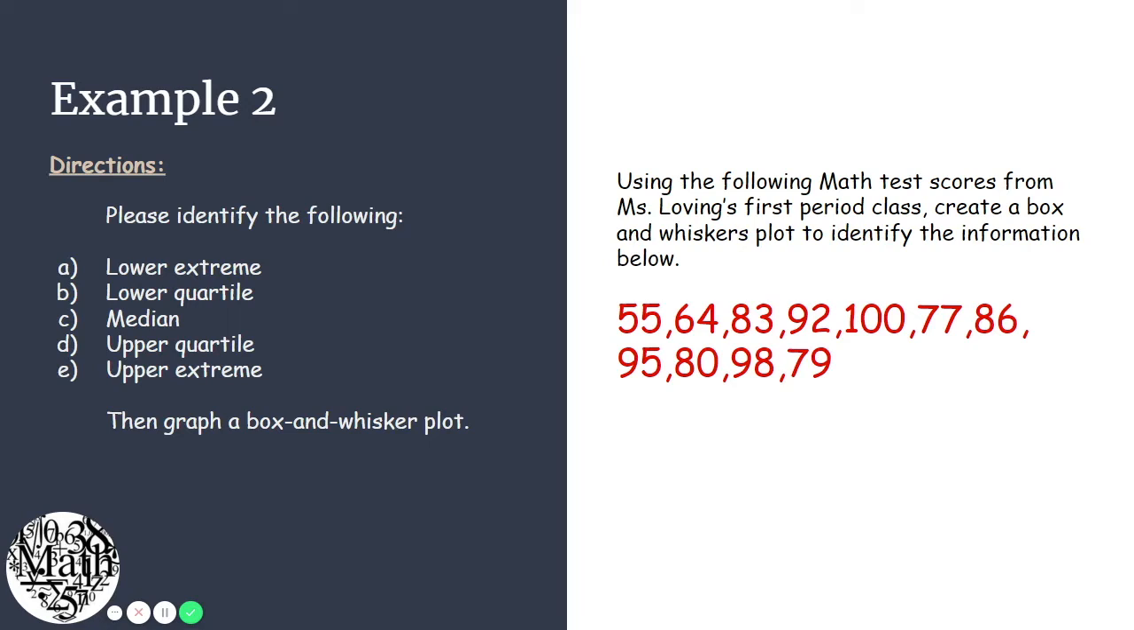Here's example number 2. The directions are the same. Using the following math test scores from Miss Loving's first period class, create a box and whiskers plot to identify the information below. So again, you're going to copy down the problem, find the 5-number summary, and then graph your box and whisker plot. When you are finished, please come back to the video and hit play, and we will go over the solution.